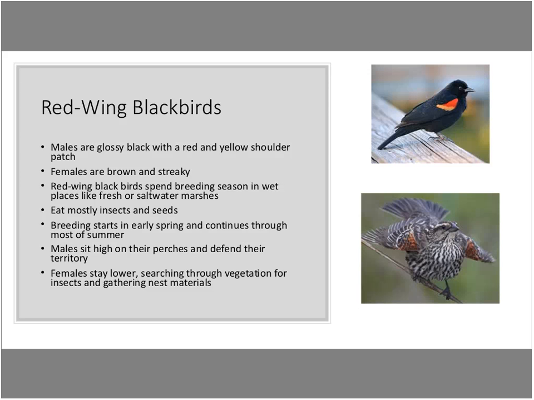This is one of the species that we used for our study, the red-winged blackbird. You'll see that the males are glossy black, and they have a red and yellow patch on their shoulders. Females are streaky brown, and the adult females will also get a more mellow red patch on their shoulders. They eat mostly insects and seeds, and in breeding season they're mostly found in wet places like fresh or saltwater marshes. The breeding season starts in early spring and continues through most of the summer. Males like to sit high on their perches and defend their territory, which a lot of the people in Put-in-Bay have experienced. They will peck the back of your head. Females stay lower, searching through vegetation for insects and gathering nest materials.